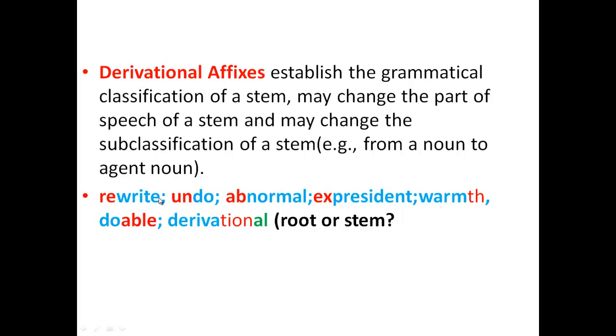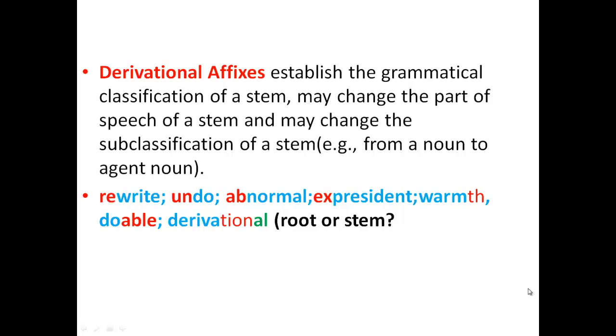Look, in rewrite, where is the root? It's write. And the bound morpheme is re. This bound morpheme is the derivational morpheme here. Now, this rewrite becomes the stem when we add to it another affix. For example, rewriting, ing here. So ing is added to the stem rewrite. But let's talk about the internal structure of rewrite. In rewrite we have got the root, which becomes itself the stem to which we add re.